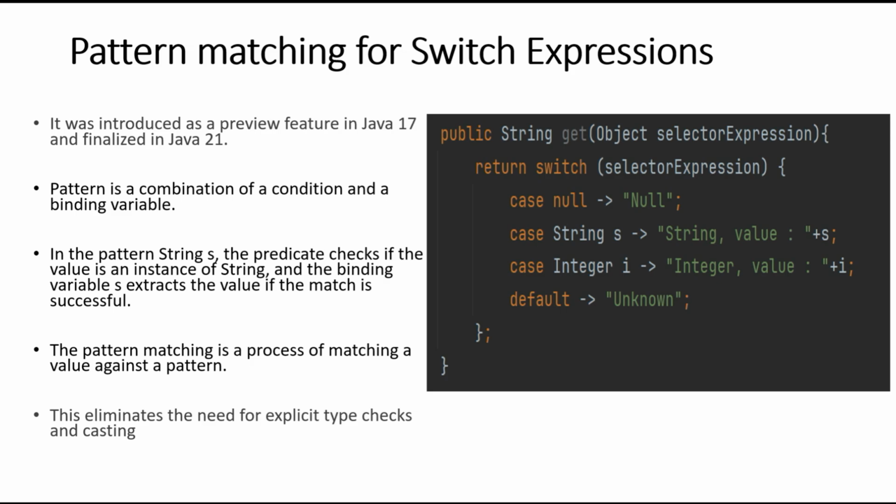If the selector expression is neither null nor of type String, then the third case, which is Integer, would be checked. So it would be checked whether this selector expression is of type Integer or not. If it is of type Integer, in that case it would be typecast into an Integer and its value would be stored in the binding variable i, and this value would be accessible within the case block.